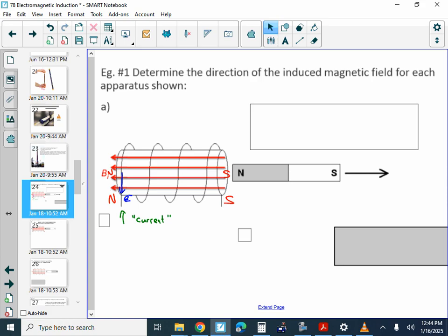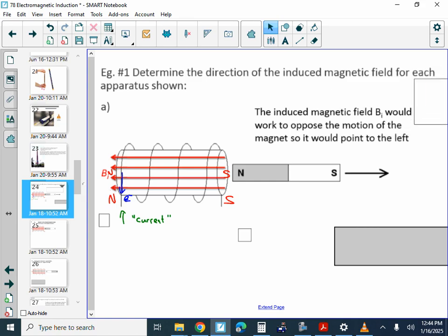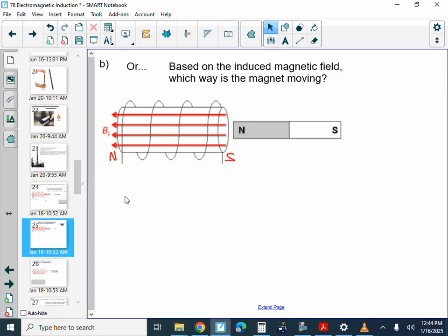I was thinking that probably said current flow there, but yeah, the induced magnetic field would work to oppose the motion and so on, right? So those kinds of questions are very doable.